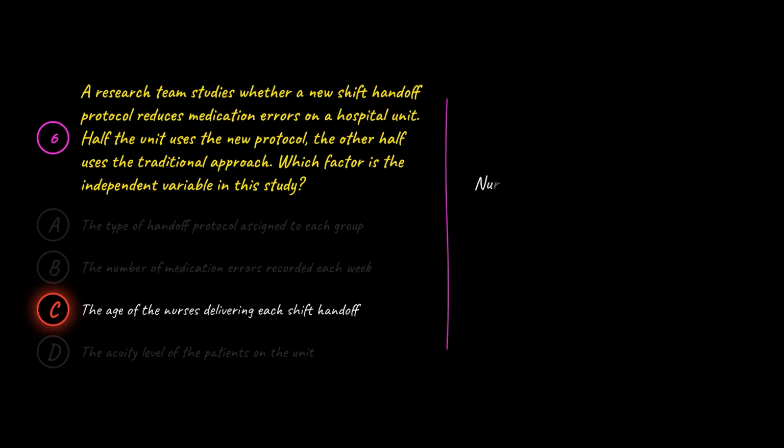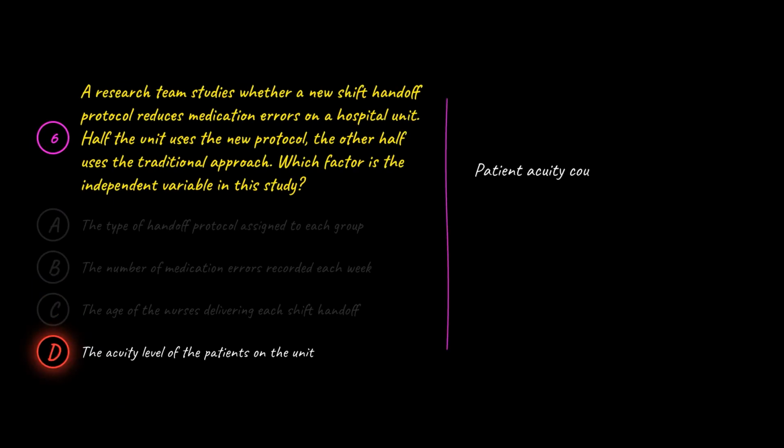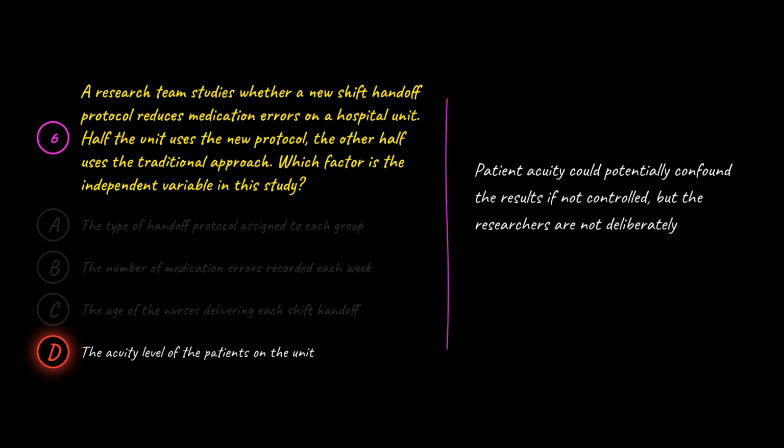C is wrong because nurse age is not being manipulated by the researchers, and unless it is being studied as the experimental factor, it is not the independent variable. D is wrong because patient acuity could potentially confound the results if not controlled, but the researchers are not deliberately varying acuity. It is therefore not the independent variable in this design.